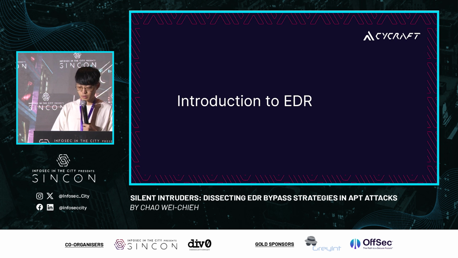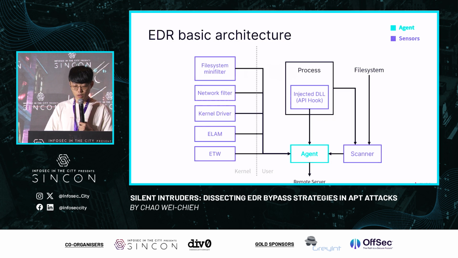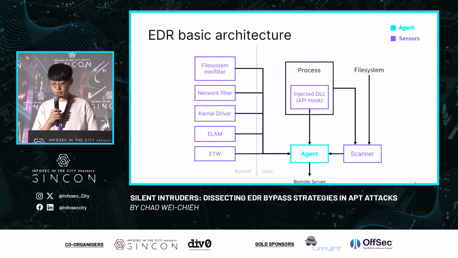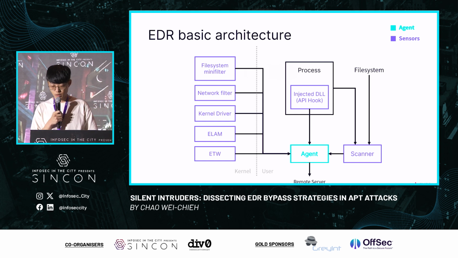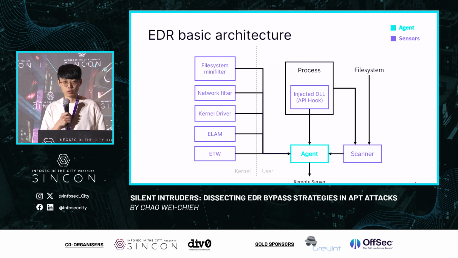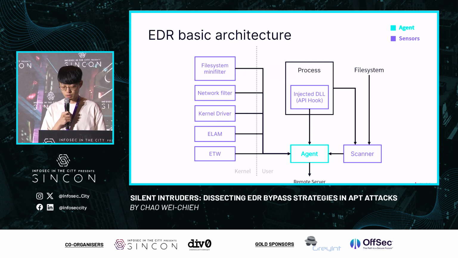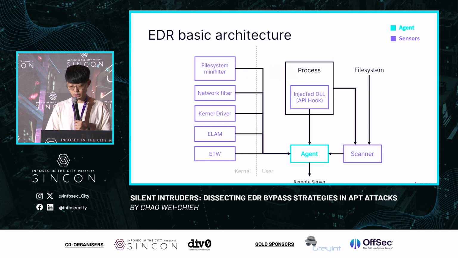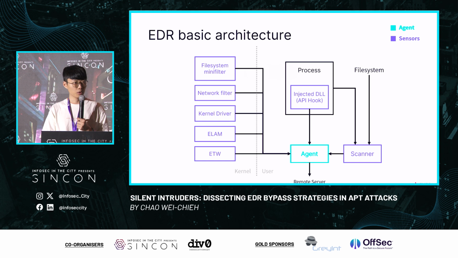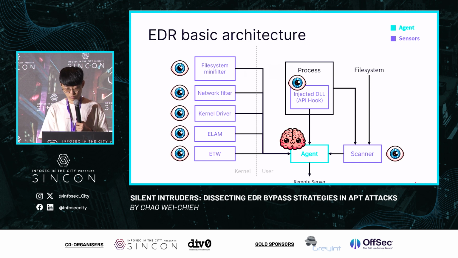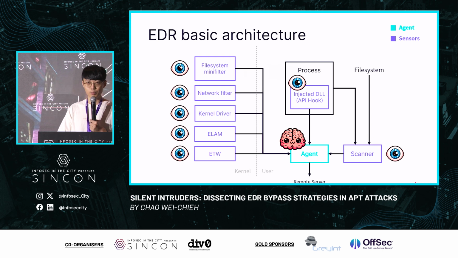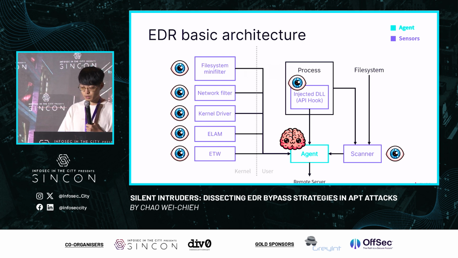First, we will see how EDR works. This is the basic architecture of a typical EDR system. There are mainly 2 components here. First are the agent and sensors. Some of the sensors are in user land, like the scanner or API hooking, and some other sensors are inside the kernel. Agents are like the brain of the EDR, and sensors are like the eyes of the EDR.